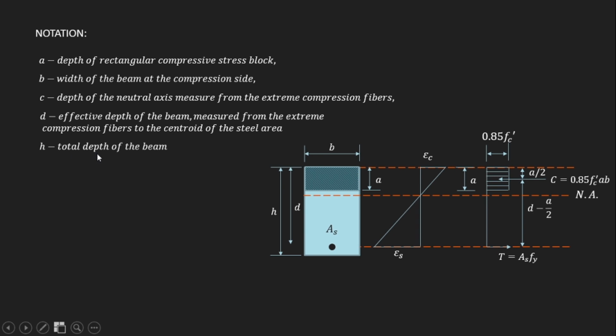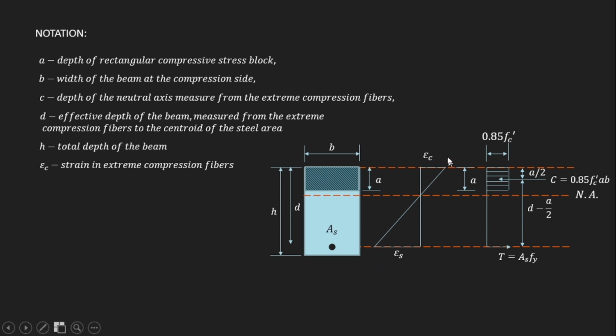And yung H, this is the total depth of the beam. So usually, ginagamit yung H. So pag nagde-design tayo or analysis of the beam, yung ginagamit natin is yung D, hindi yung H. And yung EC naman, this is the strain in concrete or the strain in extreme compression fibers.